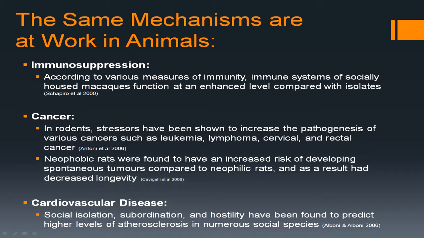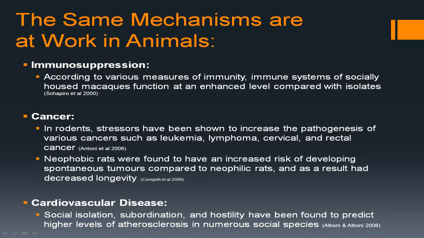And when we look at cancer, the same thing. In rodents, there's a lot of evidence from rodents developing cancers, but the stressors such as being handled and restrained a lot or being introduced into a dominant animal's cage repeatedly has been known to increase the pathogenesis of various cancers. And neophobic rats, so these are rats that are more afraid of novelty, they react more to new situations. These animals have an increased risk of developing tumors and as a result decreased longevity.